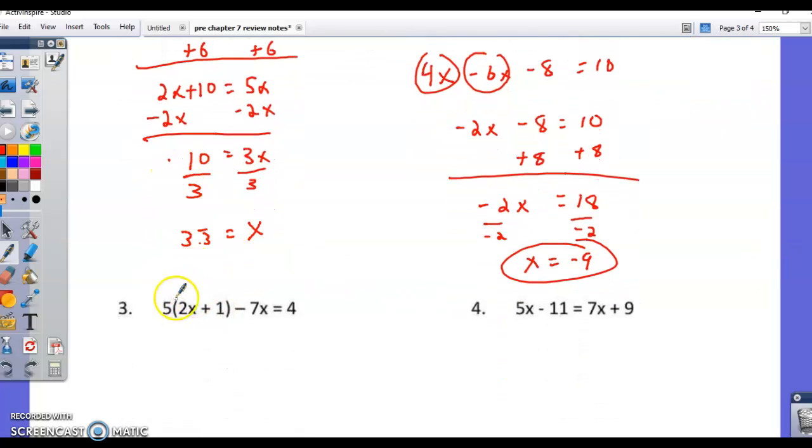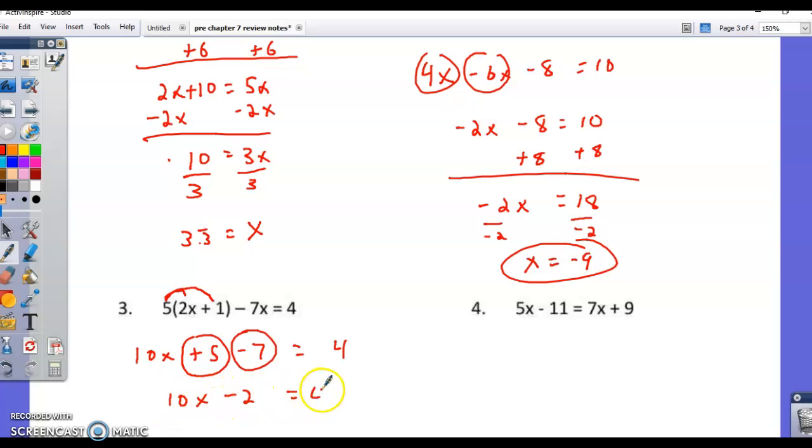And over here, we're going to distribute the 5 within here. So I'm just going to do it this way without the box. Do the box if you need to. 5 times 2x is 10x. 5 times 1 is a positive 5. Bring down that negative 7 equals 4. So from here you can combine like terms on the left side just to simplify that. So I would do a positive 5 and a negative 7. That's going to be negative 2, so 10x negative 2 equals 4.